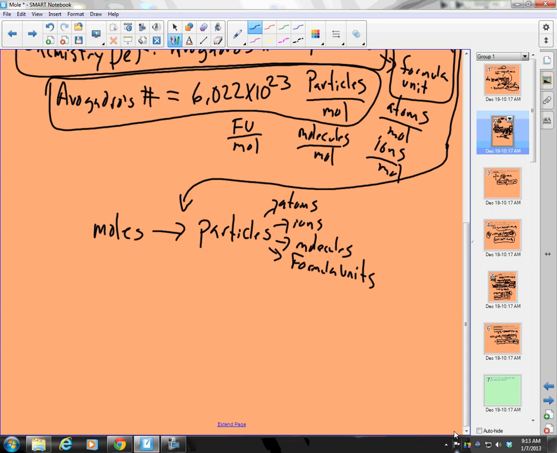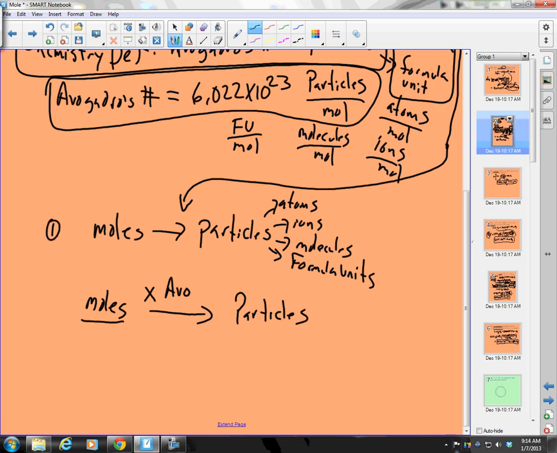But if you don't like dimensional analysis, here's the way that you can go from moles to particles. What did we do? We multiplied by Avogadro's number. Okay, so if you take moles, multiply it by Avogadro's number, then you're going to get particles. All right, cool. That's our first calculation, moles to particles.